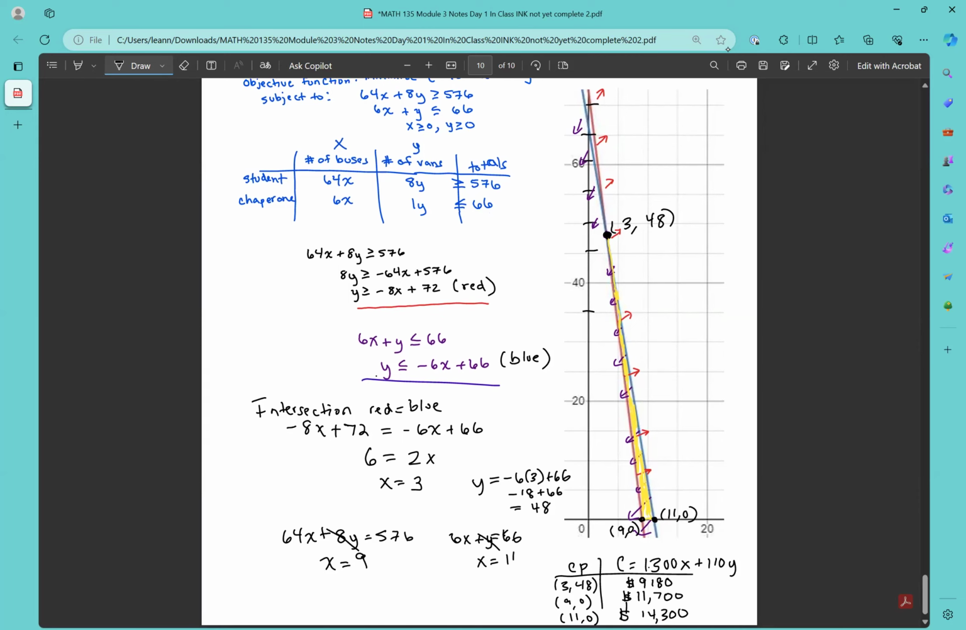So that means my optimal solution is that we would have a minimum cost of $9,180 if we rent 3 buses and 48 vans, which is a lot of vans, but that is the optimal solution. Okay, hopefully that helps.